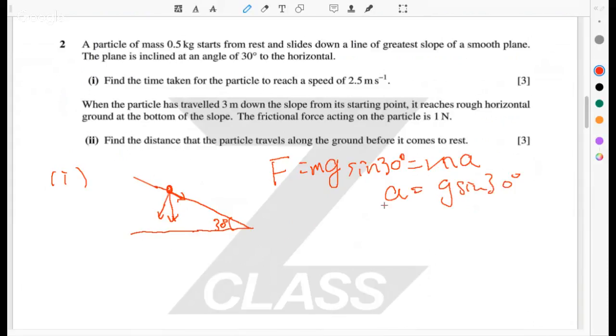And so now we know the value of acceleration. We would like to know how long it takes for it to reach 2.5 meters per second. So the formula would be 2.5 equals 0 plus at, and we can work a to be 5, and t would just be 0.5 seconds.